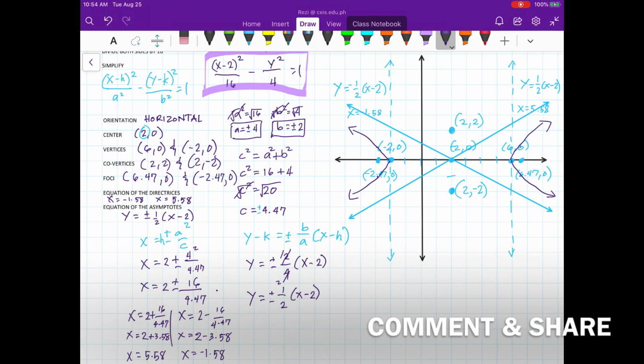Plotting the obtained parts, the graph of x squared minus 4y squared minus 4x minus 12 equals 0 is as follows.